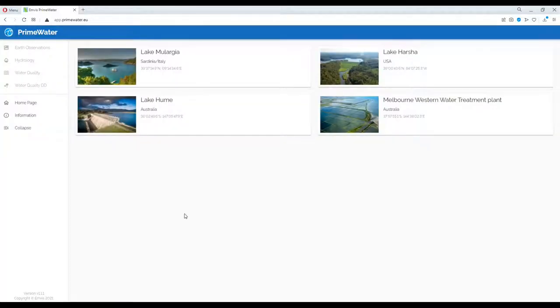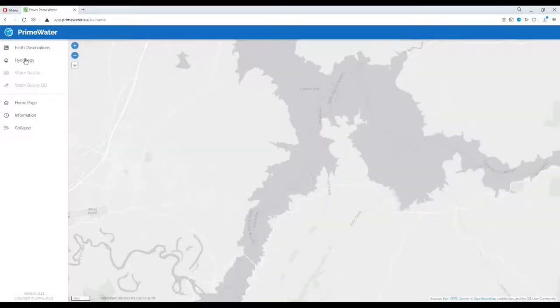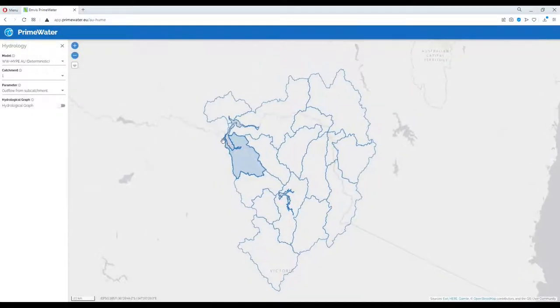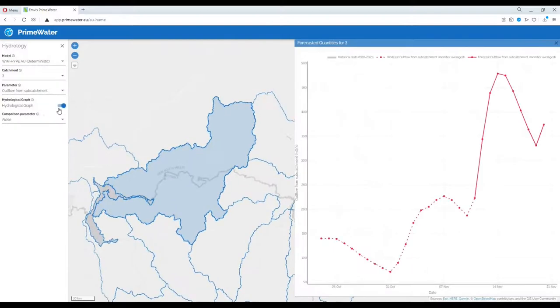The next functionality of the platform is the hydrological forecasting service. I will now jump to Lake Hume and select the hydrology tab. This service is provided by SMHI and their worldwide HYPE model setup. In the map, we can see Lake Hume and all its upstream hydrological catchments. These two contribute directly in the lake, and if I click in one of them, I can view the hydrological forecast for 10 days ahead regarding river discharges entering the reservoir.